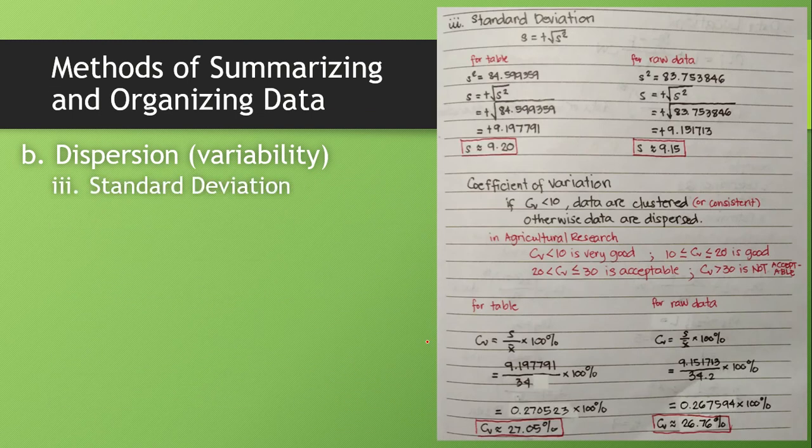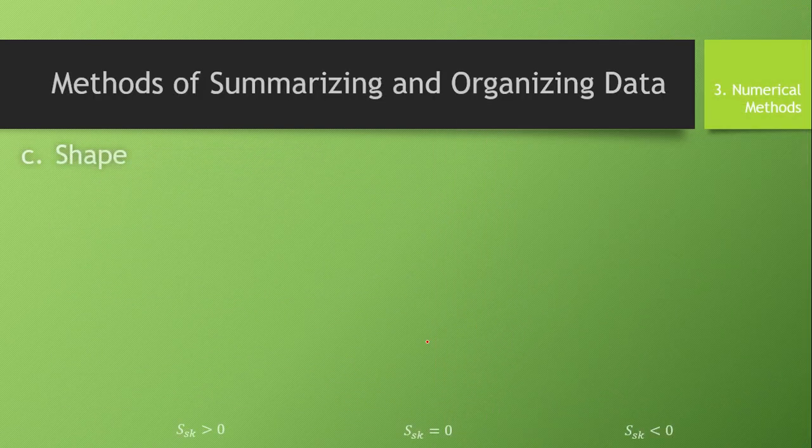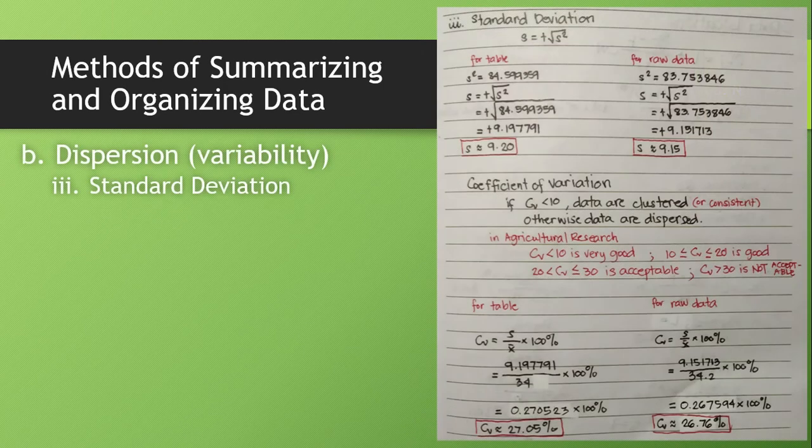So using our example, the table and the sorted data, we have these. Now for the group data, since we already have the variance, we don't need to, we just have to get the square root of the variance, and that's square root of 84.599359.